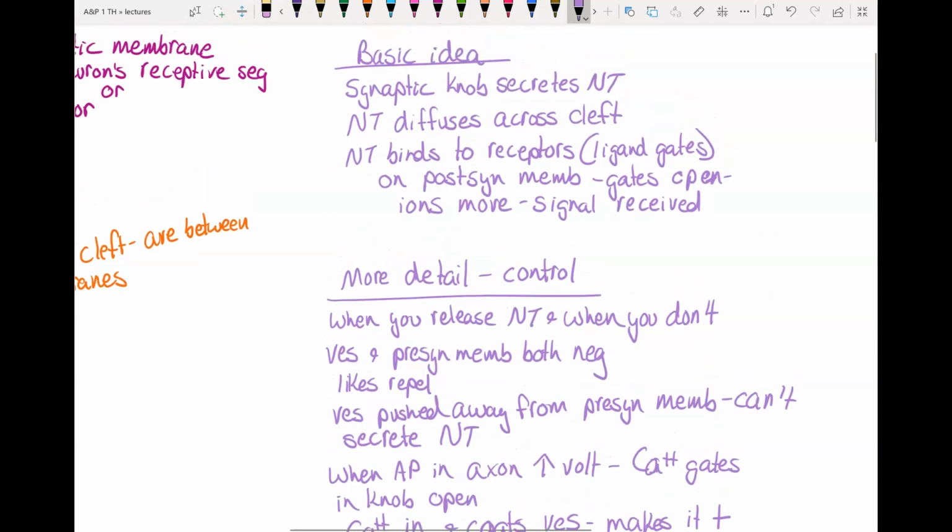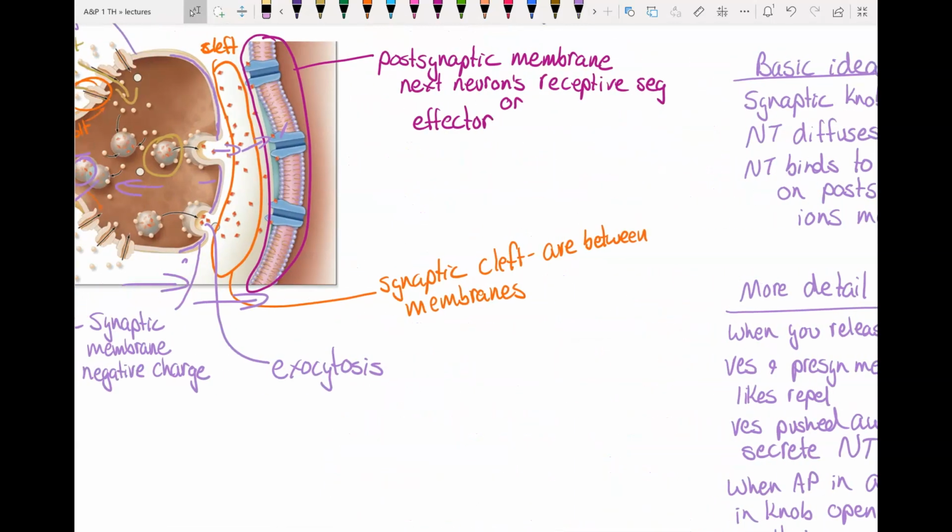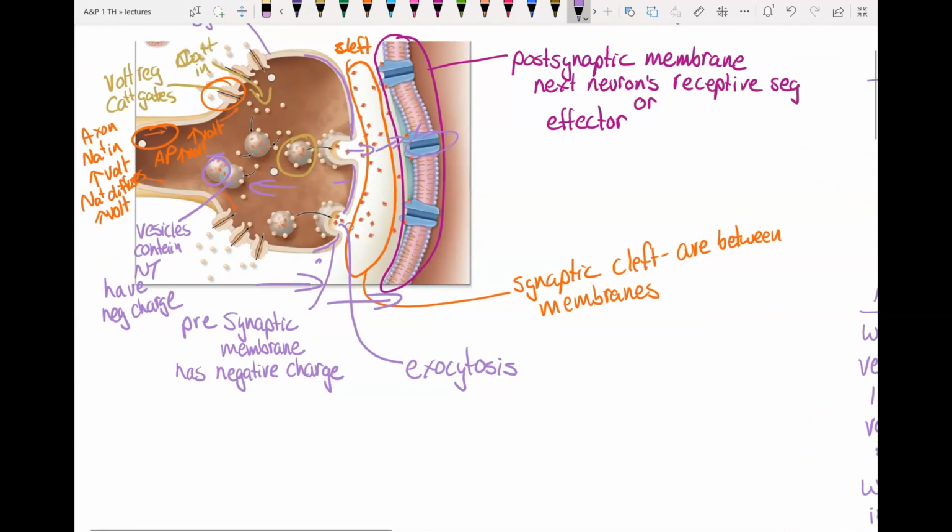And now that the neurotransmitter is released, it will diffuse across the cleft. It will bind to the ligand-regulated gates on the postsynaptic membrane. Then you'll get ions moving in and out here, and you will get a signal on the next cell. So that is how you transmit the signal from one cell to another.